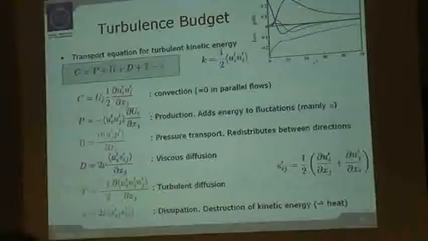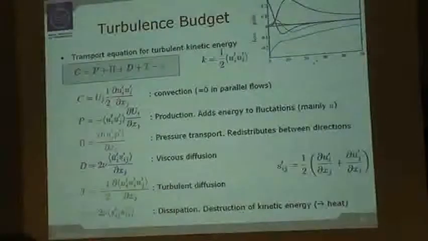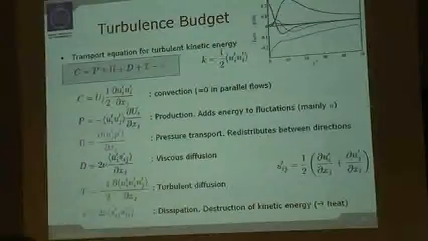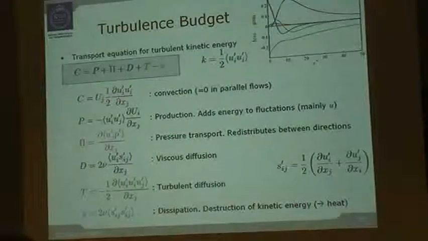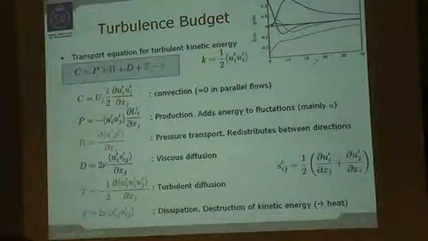One term I have not mentioned yet is the convection term. The convection term is zero in parallel flows. However, it's non-zero in spatially evolving flows. And even in boundary layer flows, which are spatially evolving, usually the magnitude, at least close to the wall, is small values.